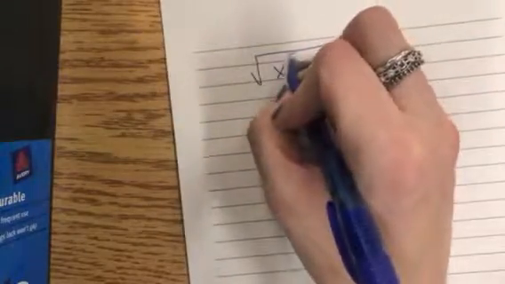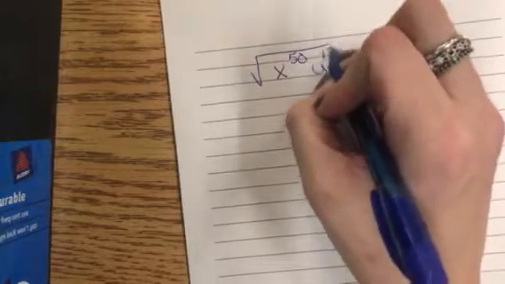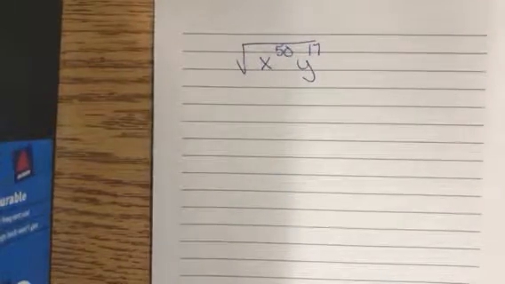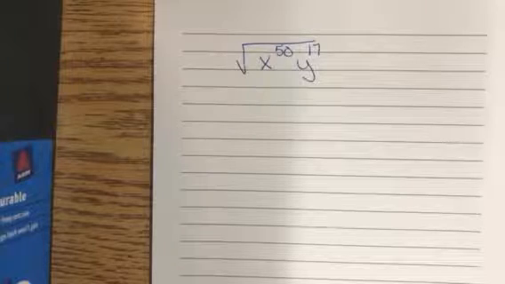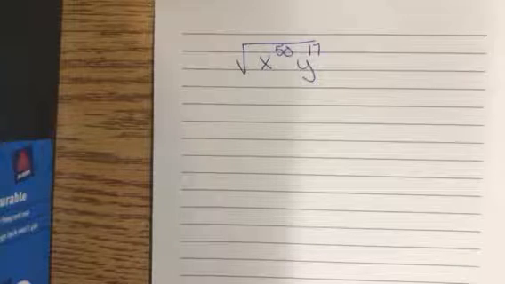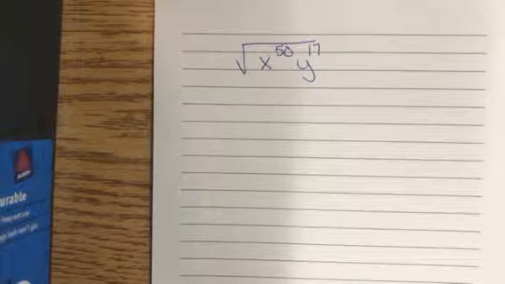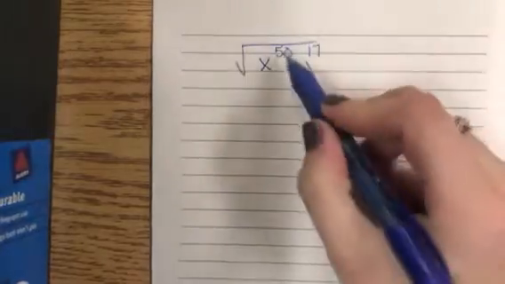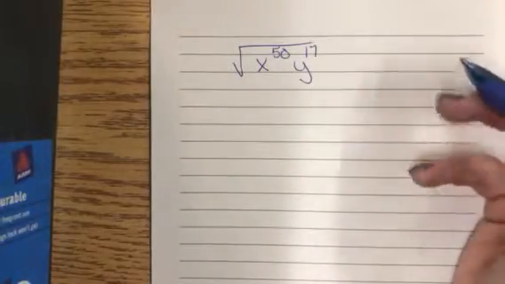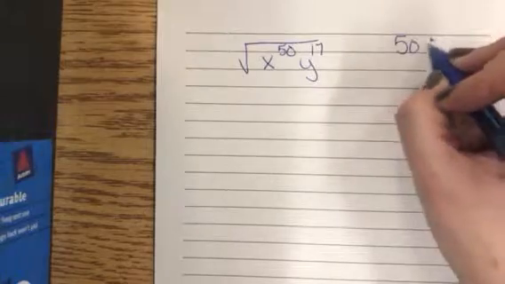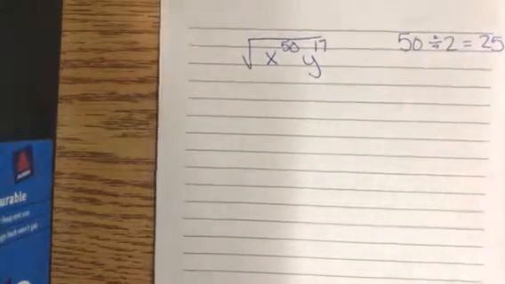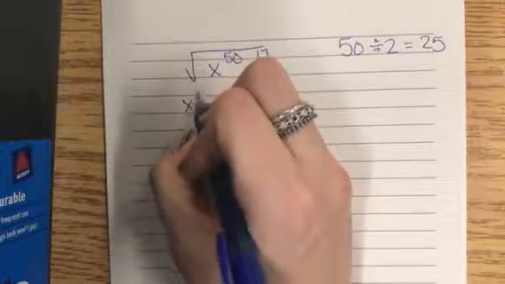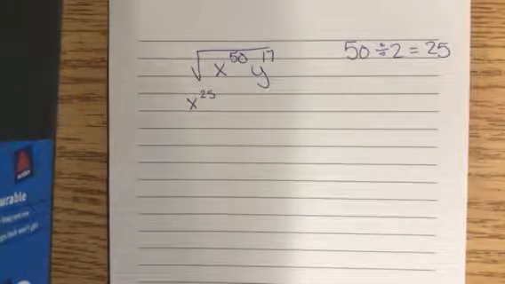Now, if you have something that has larger exponents, so maybe something like the square root of x to the 50th, y to the 17th, okay, writing those out 50 times and 17 times can be really tedious and really frustrating. Okay, but if we want to find pairs, circling pairs is the same thing as dividing by 2, right? That's the definition of finding pairs. So if I just take this 50 and I divide it by 2, that's going to give me 25. That tells me how many pairs there are. So I know if there's 25 pairs, I need x to the 25th to come out in front.